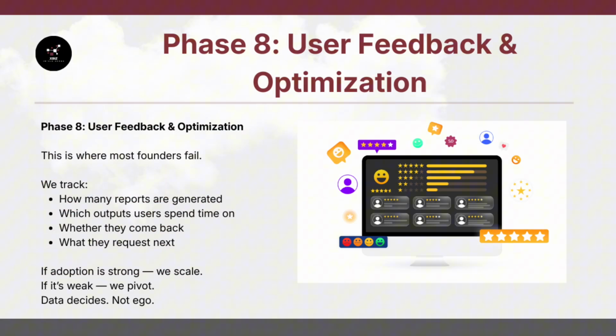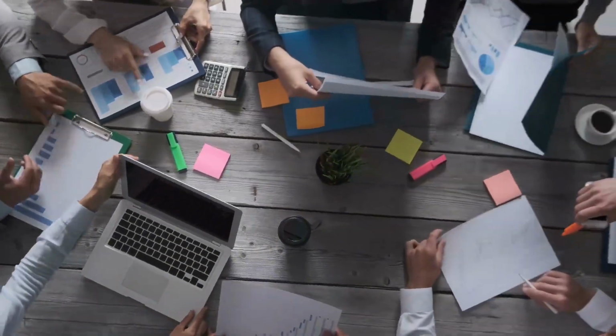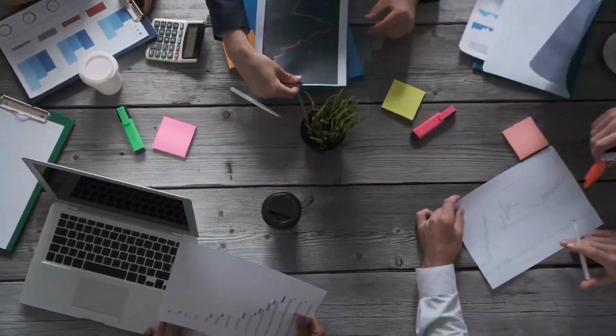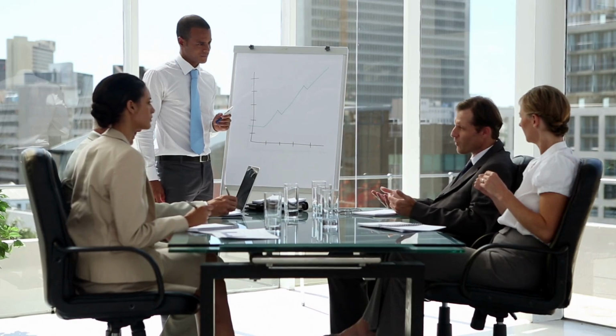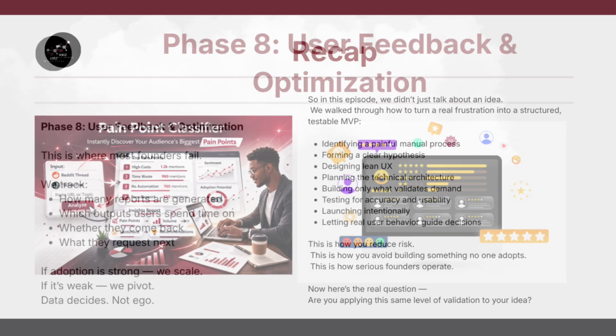Phase 8, user feedback and optimization. This is where most founders fail. We track how many reports are generated, which outputs users spend time on, whether they come back, what they request next. If adoption is strong, we scale. If it's weak, we pivot. Data decides, not ego.